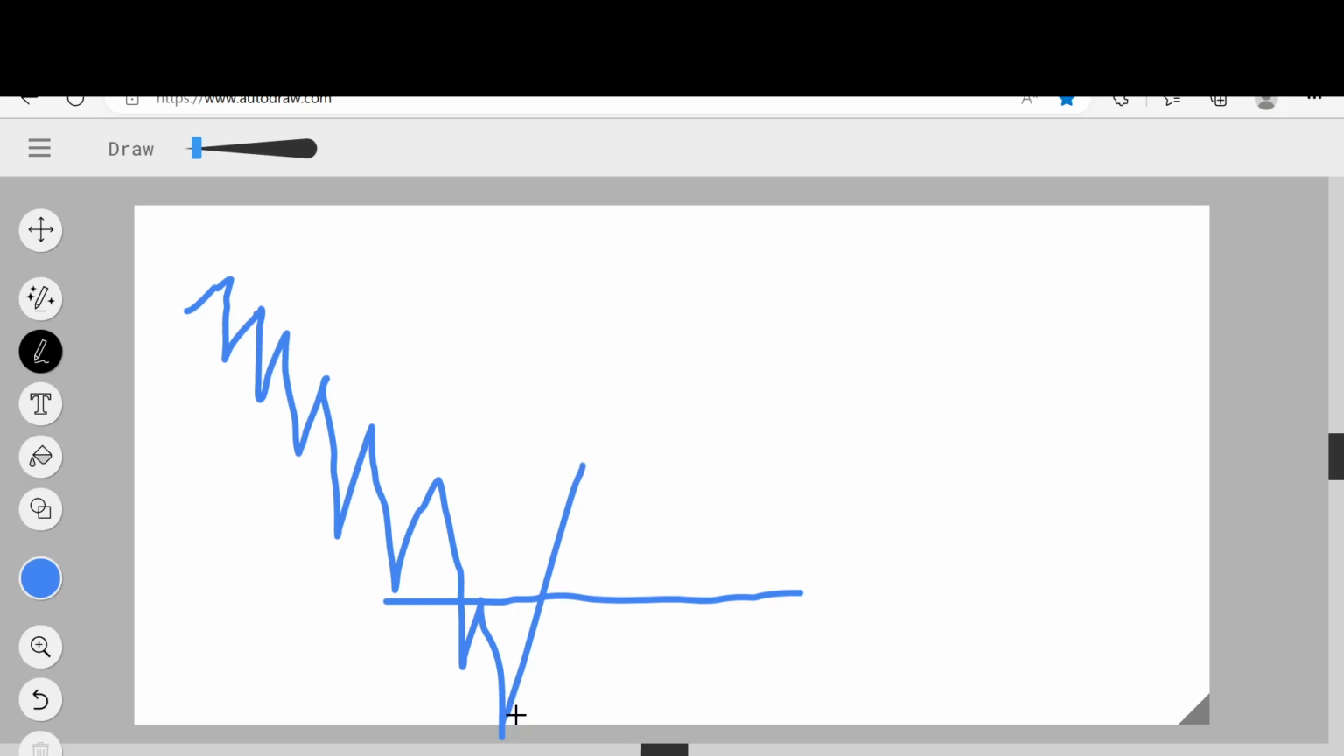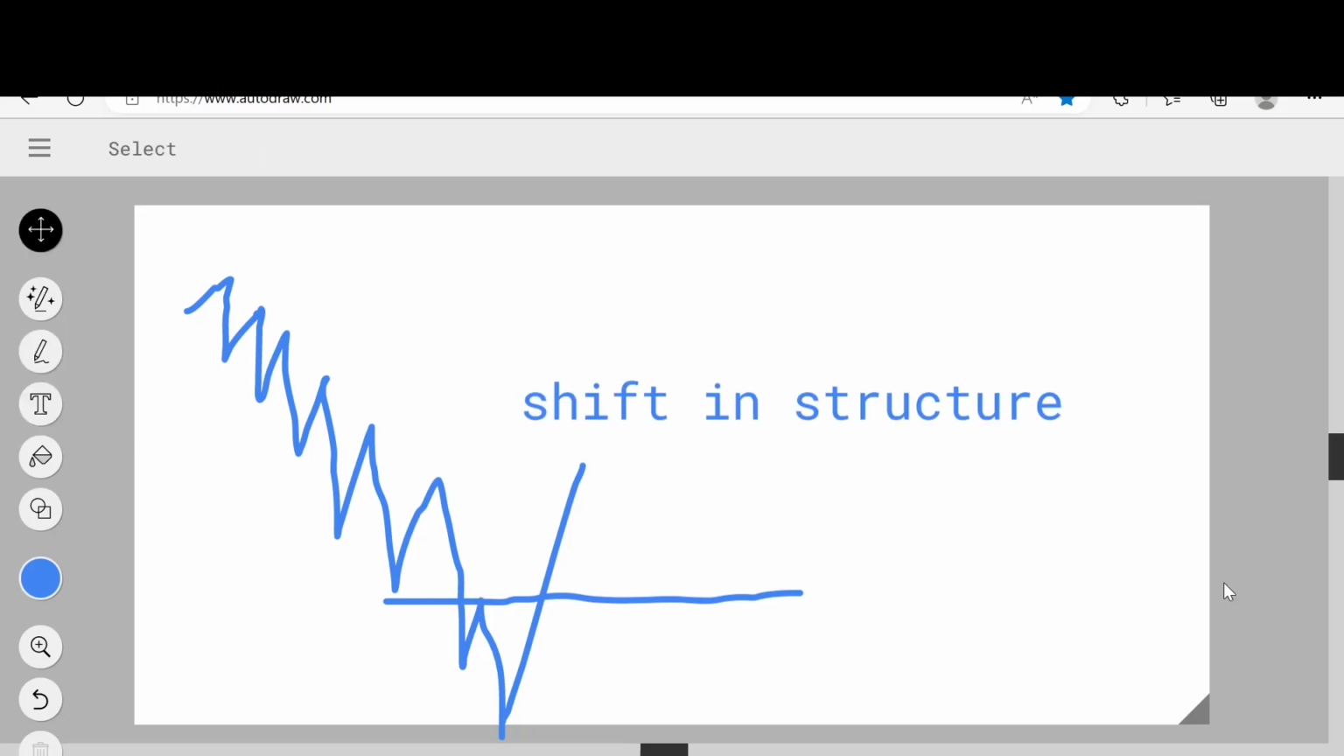You want to see it rally up and break that short-term high, okay? That is what we call a shift in structure, a shift in market structure, okay? It broke that previous lower high to the upside like that. That is what you call a shift in structure.